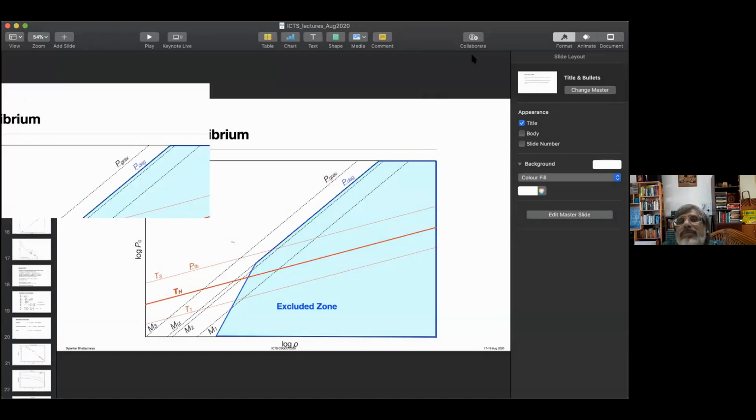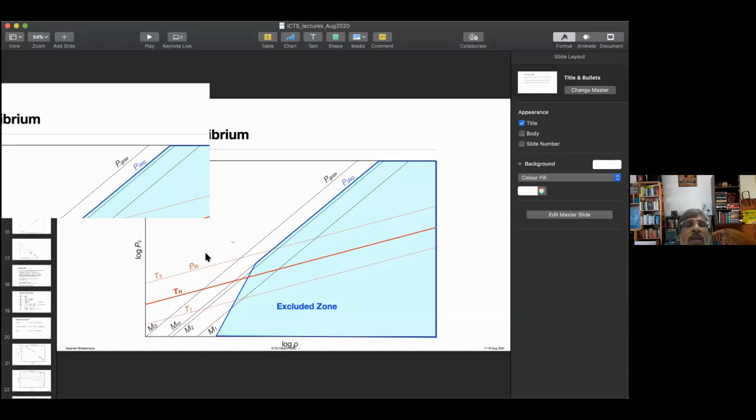Okay. So the first question from Surendra Padmata is, can you please explain the excluded zone and the last plot a bit more? And then there's more questions, but we'll start with that one. Right. So the excluded zone in this central pressure, central density diagram tells you where a stellar configuration can never be.